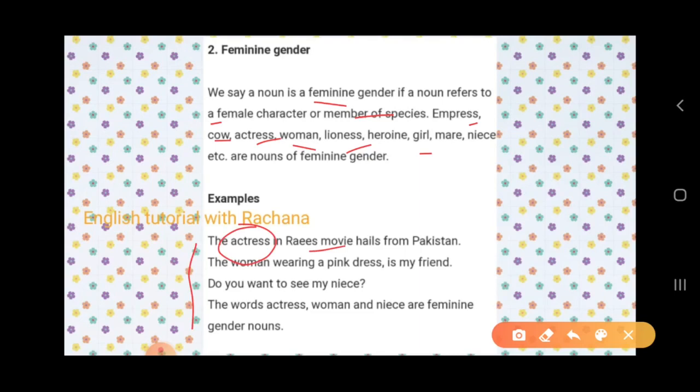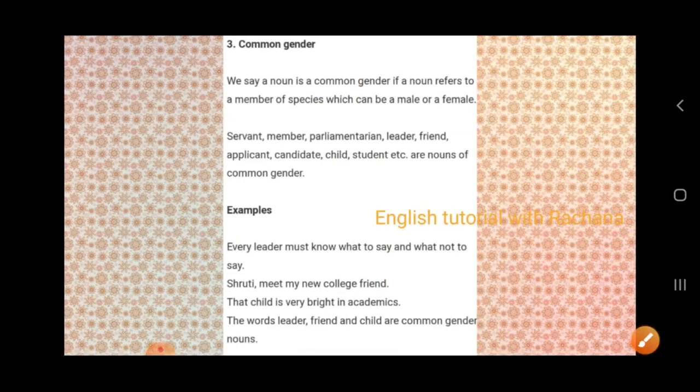Now, I feel that you have understood the masculine and feminine gender. So moving further, let's understand common gender. So what is common gender? We say a noun is common gender if it refers to a member of a species which can be a male or a female.